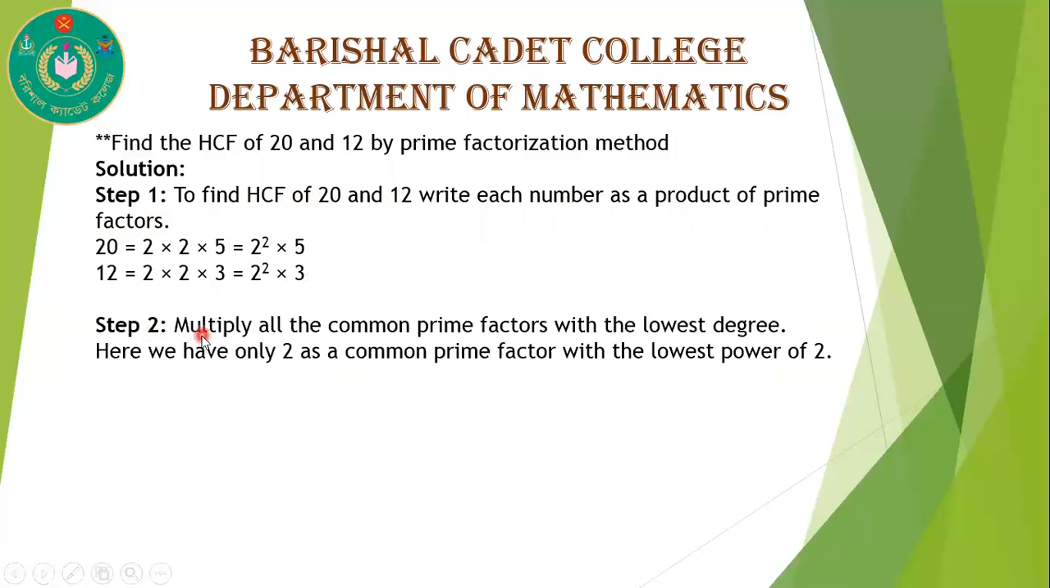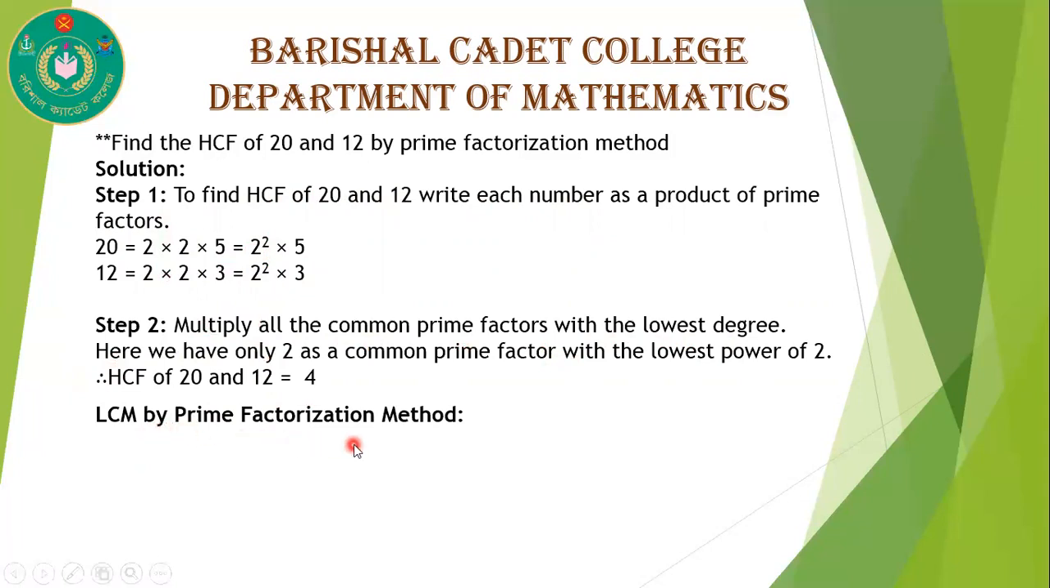Step 2. Multiply all the common prime factors with the lowest degree. Here we have only 2 as a common prime factor with the lowest power 2. That's why we can write the HCF of 20 and 12 is equal to 2 square, which is equal to 4.